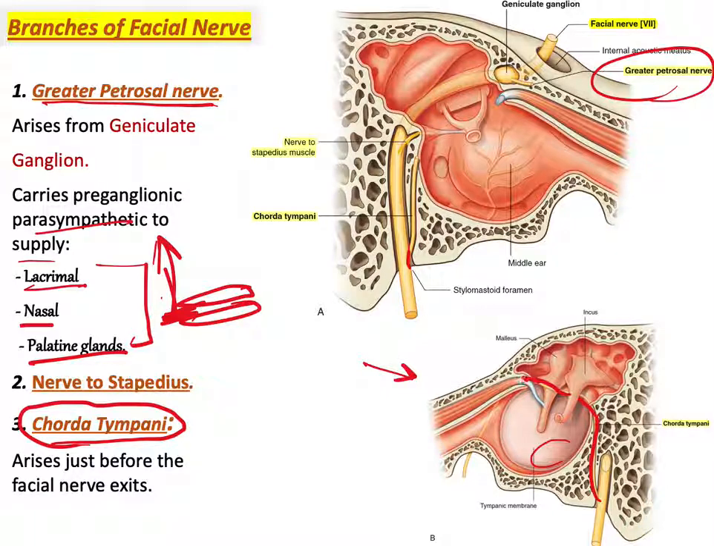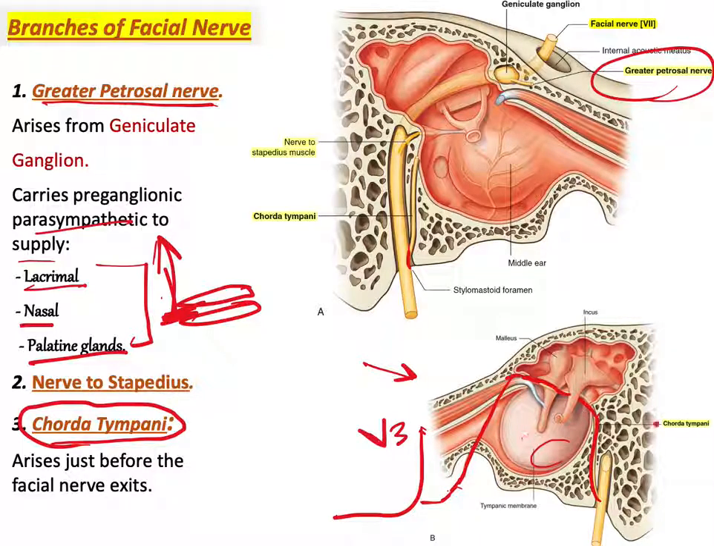the middle cranial fossa through the petrotympanic fissure. Then once it leaves, it joins the lingual nerve. The lingual nerve is a branch of the mandibular branch, V3, of the trigeminal nerve. Anyway, I will show you a figure after a while.